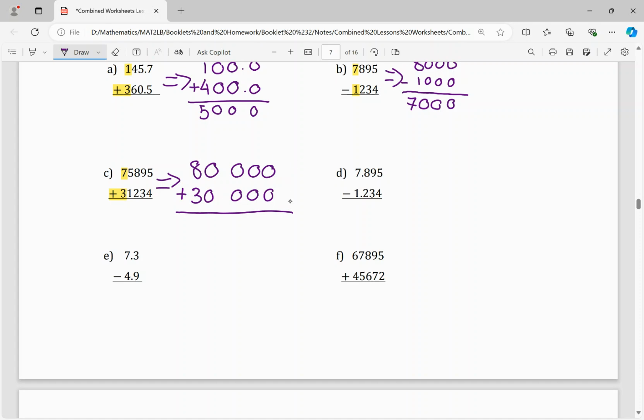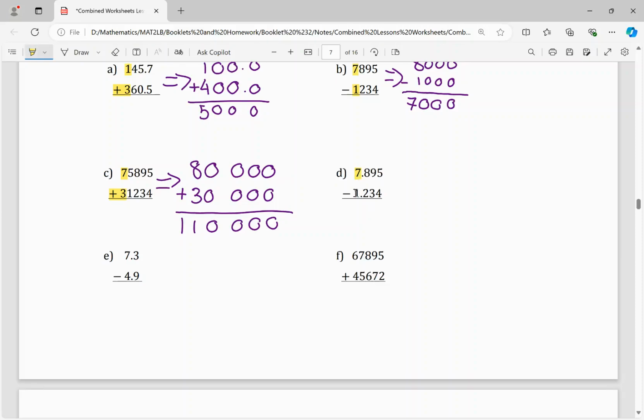So 80,000 plus 30,000, I'm going to do this one by hand. 0, 0, 0, 0. 8 plus 3 is 11. Now, because that's our last opportunity to add, I don't need to carry the 1. The 11 just comes down. So the answer is going to be roughly 110,000.